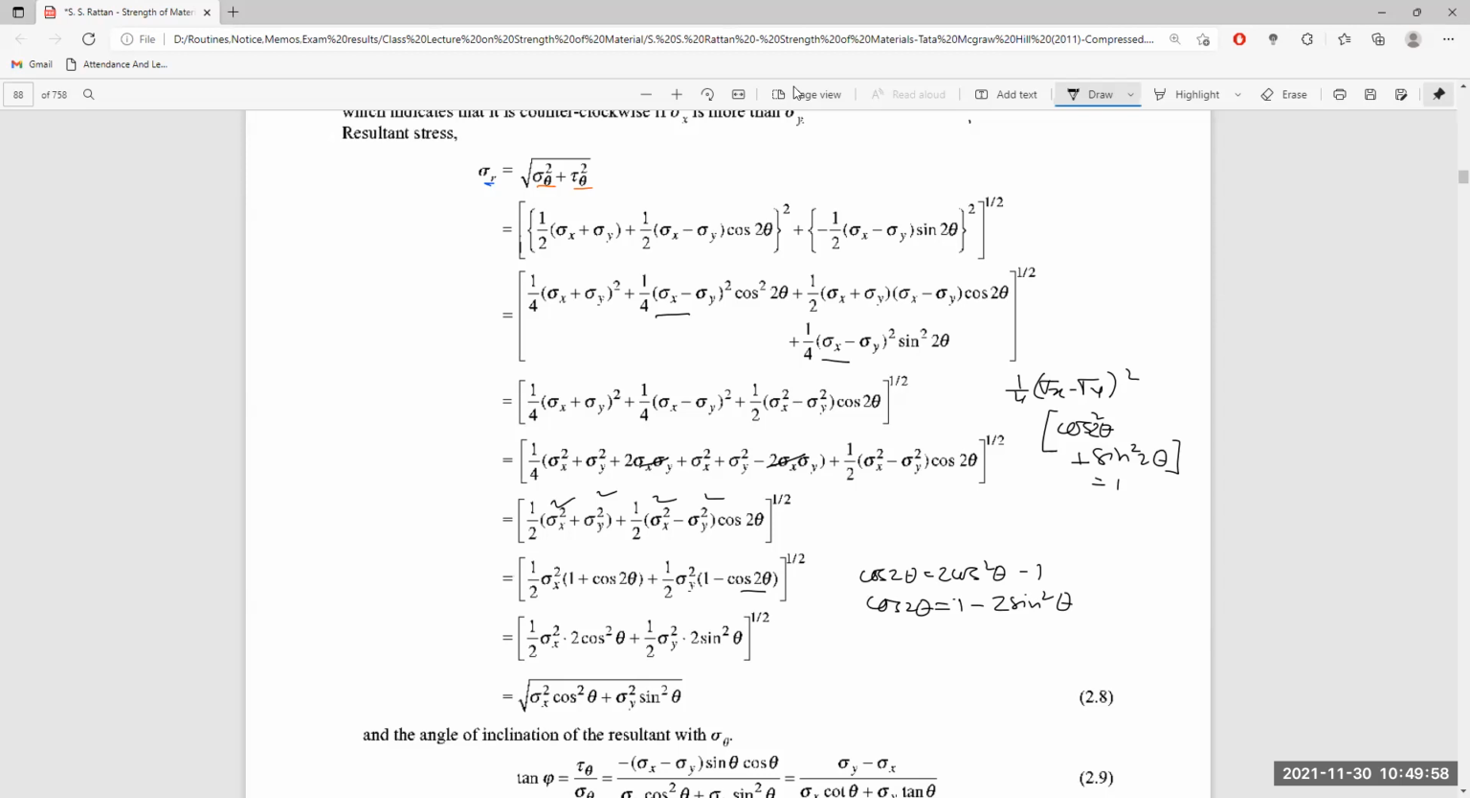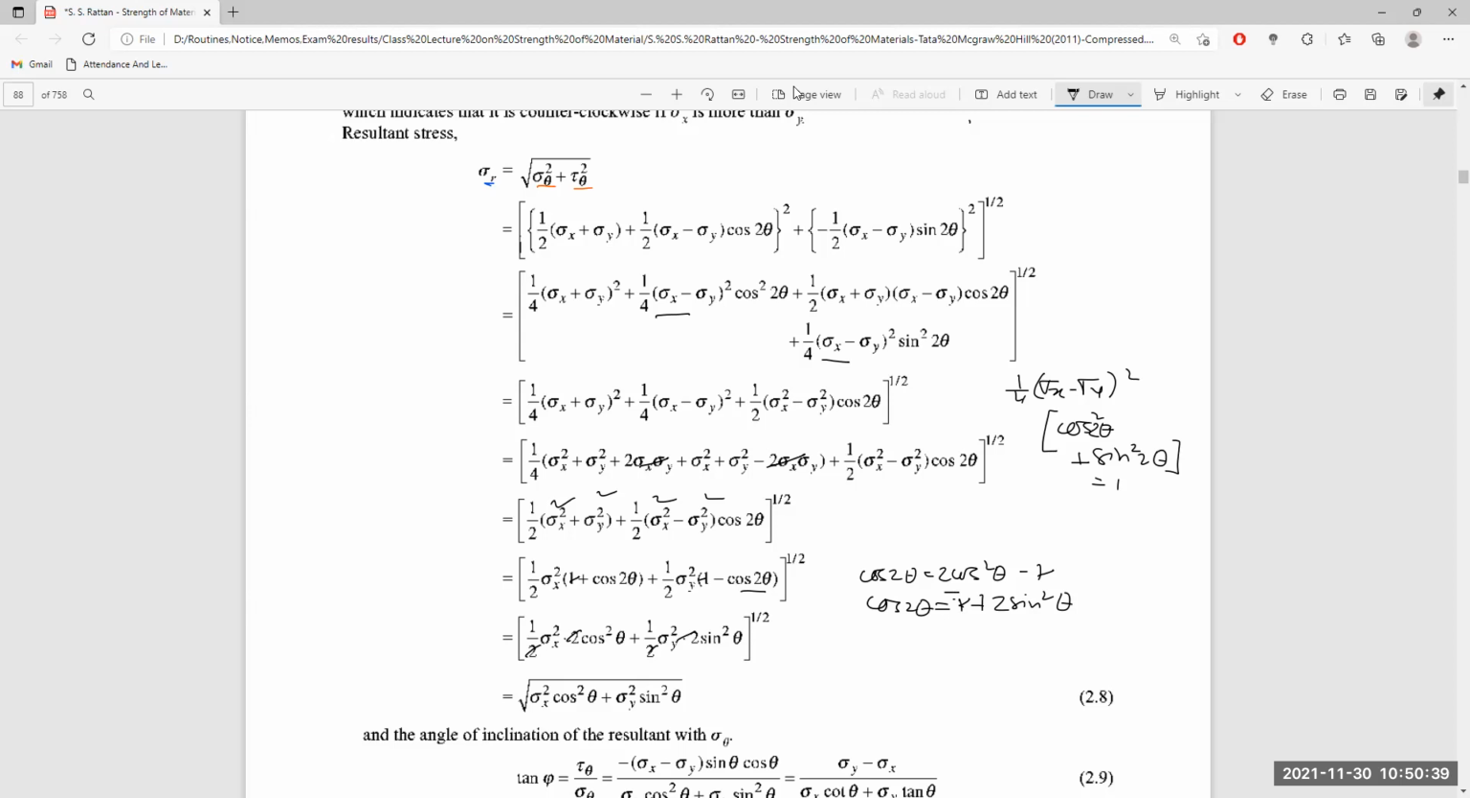This minus will be cancelled by this minus, this will be cancelled by this minus, and this minus will be cancelled by this minus, and the effect of this minus is that this will become plus and this will become minus. So this becomes 2 into cos square theta multiplied by half into sigma x square plus half into sigma y square multiplied by 2 into sin square theta. So further reduction will lead us, these two will cancel each other, and so sigma x square cos square theta plus sigma y square sin square theta is our square root itself.